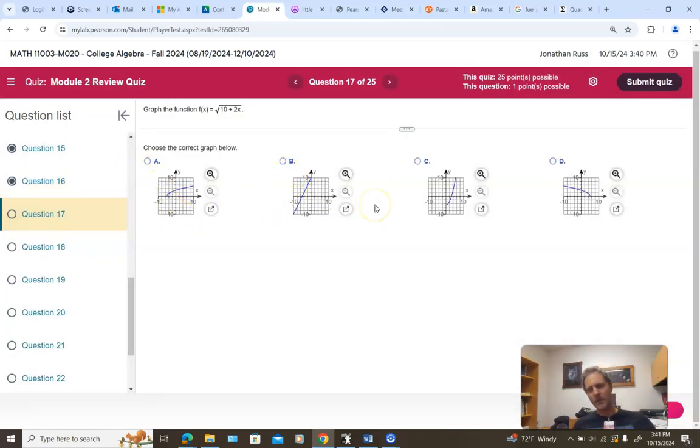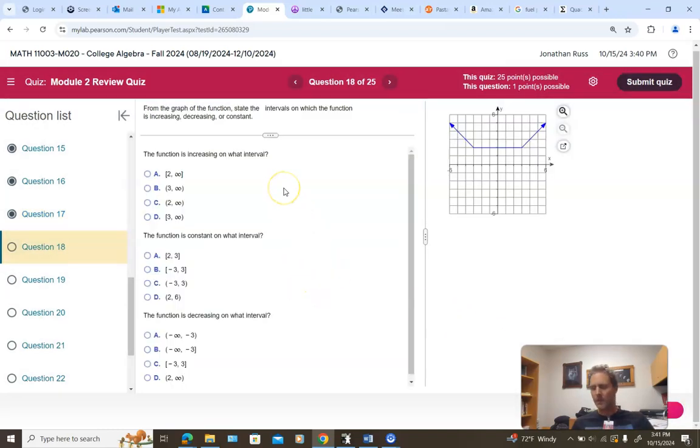Number 17. So here we are just graphing some of these square root functions. Well, guys, I can pretty much tell you it's not going to be B, C, or D just by looking at this. I think it's going to have to be choice A. But remember, you can graph these in your calculator. B is a linear function. C looks like maybe half of a parabola. D looks like perhaps a square root function, but turned in the wrong direction. So if you're unsure, just graph these in your calculator.